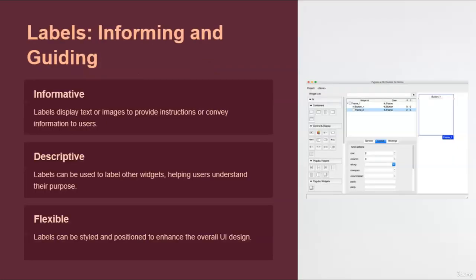Labels are one of the simplest widgets, but they play a vital role in any GUI. A label is a non-interactive widget used to display text or images. It's often used to provide instructions, display results, or label other interactive elements like text boxes or buttons. For example, in PyQt, you can create a label using the QLabel class. You might use a label to display a piece of static text like "enter your name" next to a text input field. While labels do not respond to any input, they are essential for guiding users through your interface.